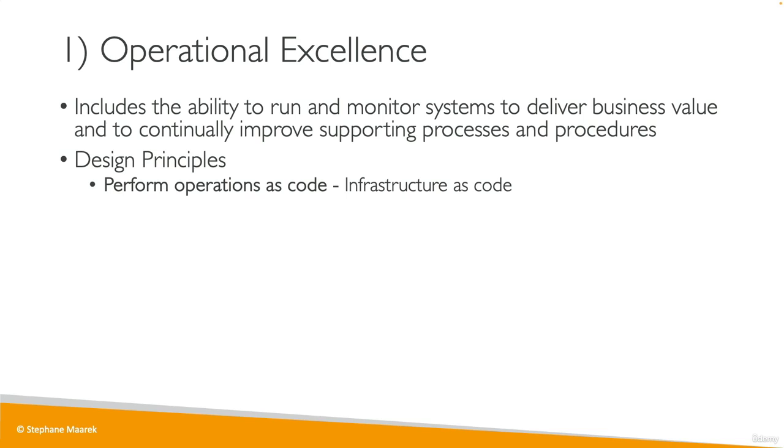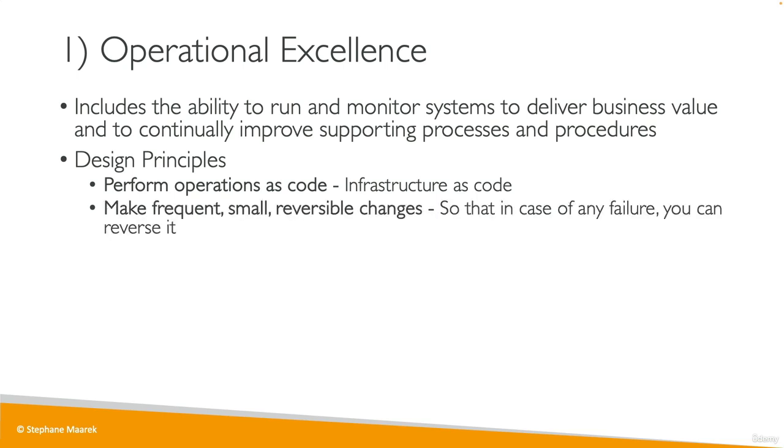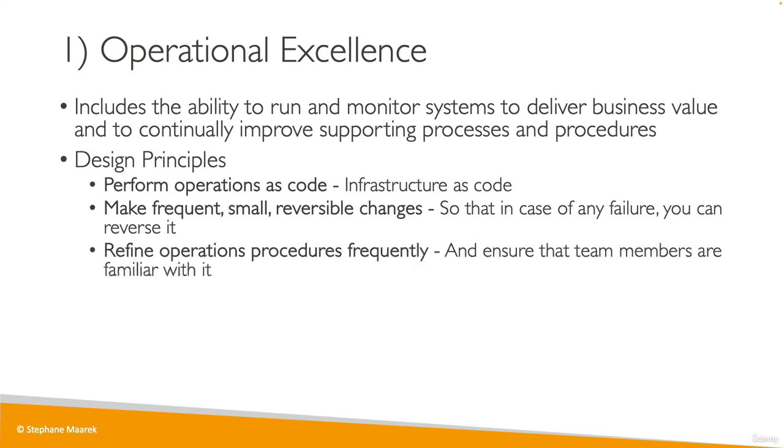The first one is to perform operations as code. That means using infrastructure as code. So in AWS, that is going to be, for example, AWS CloudFormation. Also, make sure to make frequent, small, and reversible changes so that in case of any failure, you can reverse it. If you start making huge changes every 3 months, things are not going to go well.